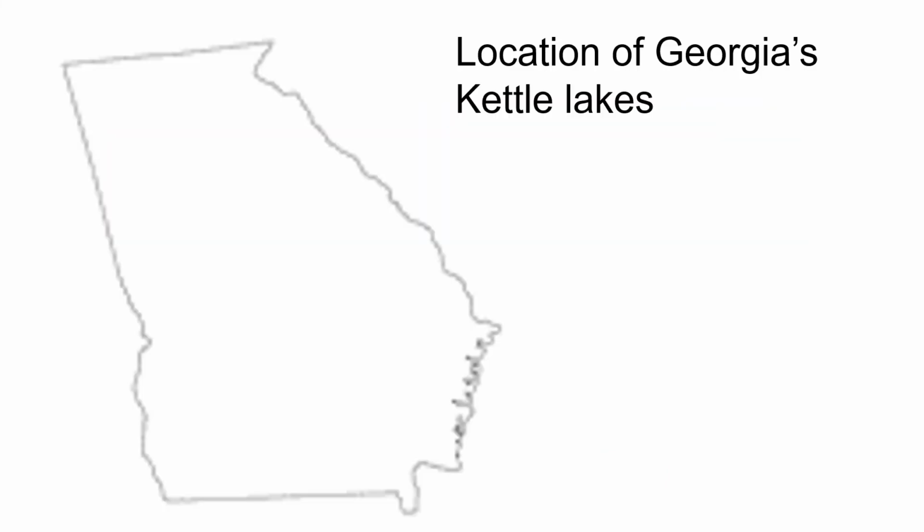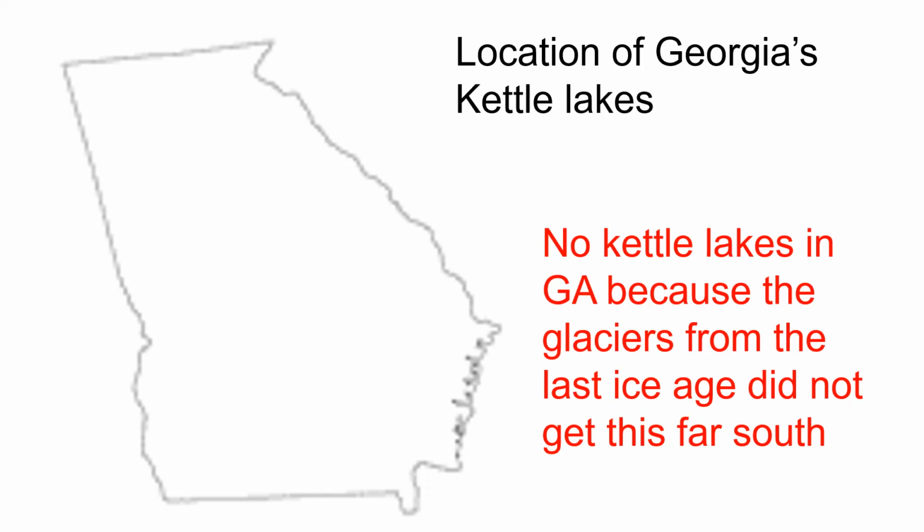Now, let's take a look at the kettle lakes in Georgia. There aren't any because the last ice age, the glaciers never got this far south. So there were no chunks of ice to break off the glacier.